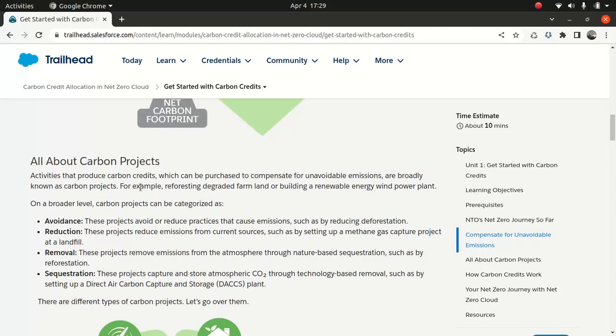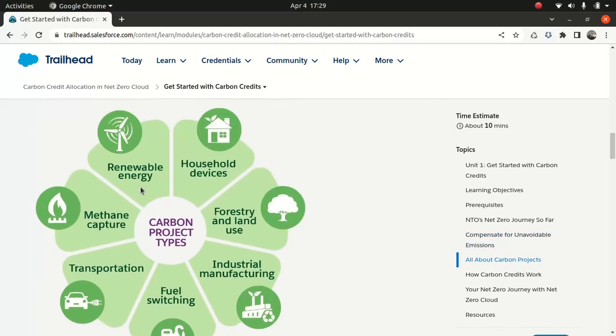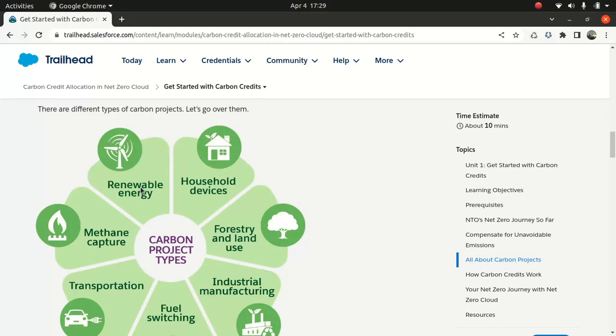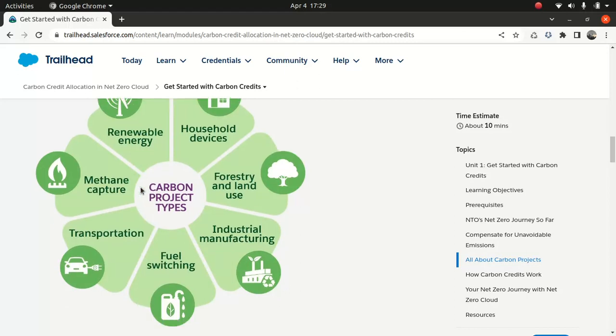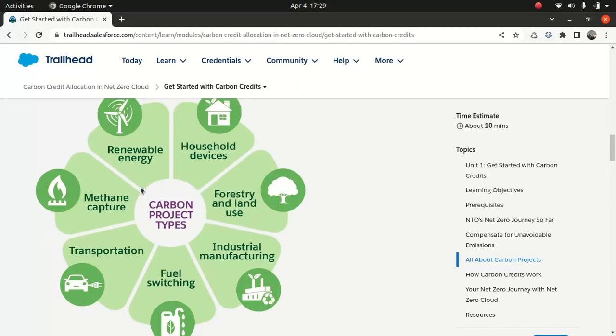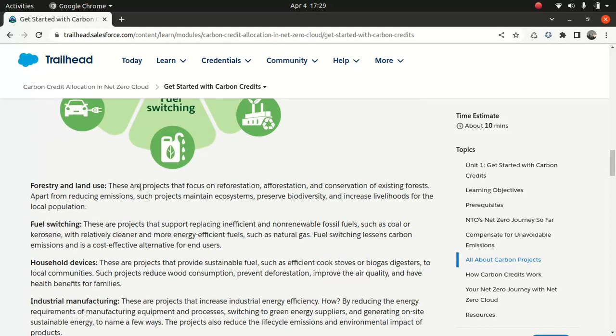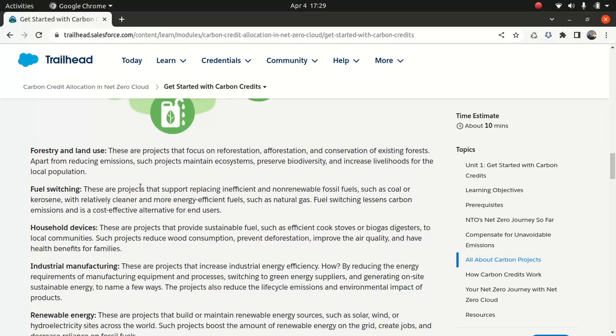Then you have removal. You have some kind of projects in place which remove emissions from the atmosphere. Then you have sequestration, where you can capture and store atmospheric CO2, carbon dioxide, through technology-based removal. So these are different types of carbon projects you can get involved in. What is the renewable energy, household, forestry and land use, industrial, manufacturing, fuel, transportation, right? So forestry and land use, you can, the projects.